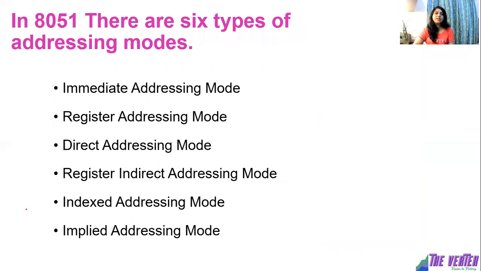In 8051, there are 6 types of addressing mode. Which are they? There is immediate addressing mode, register addressing mode, direct addressing mode, register indirect addressing mode or only indirect addressing mode, index addressing mode and implied addressing mode. Now let's learn these addressing modes one by one.